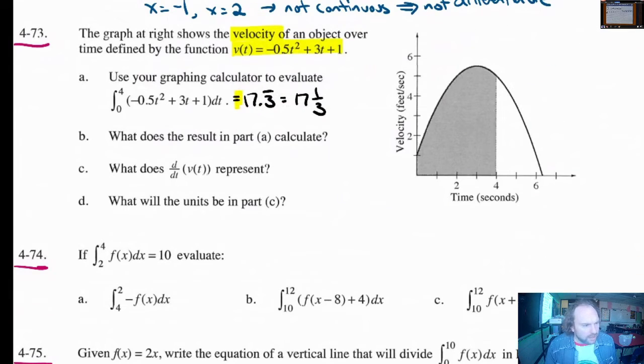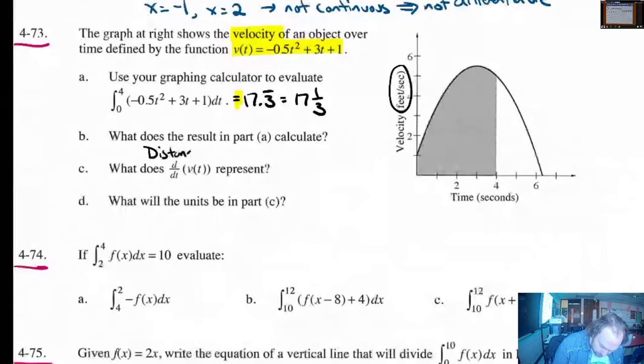Bye-bye, calculator cam. What does the result in part A calculate? Well, just like that dog losing weight question, this is the velocity graph. If we integrate it, the feet per second of this will drop off, and we will just have the feet. So this is going to calculate the distance traveled. Distance traveled in feet, specifically from t equals 0 to t equals 4.